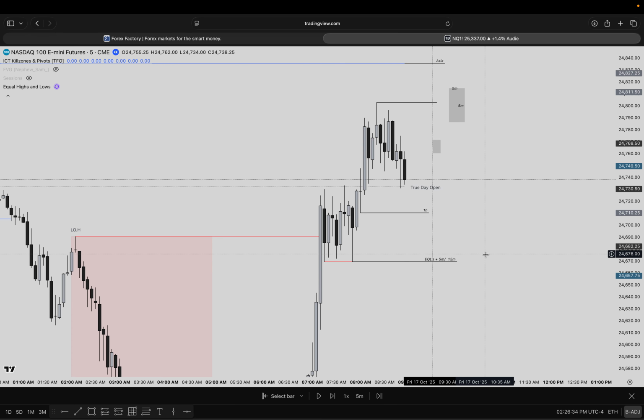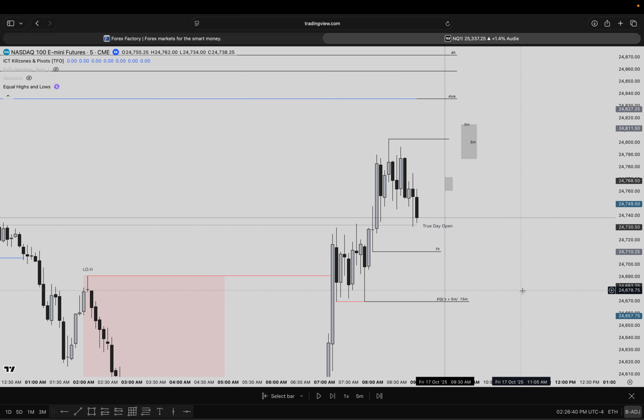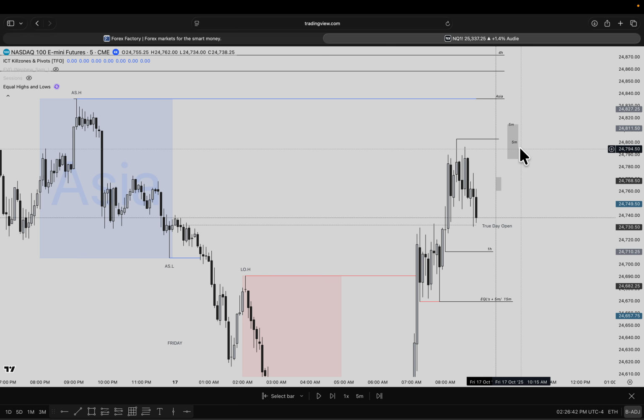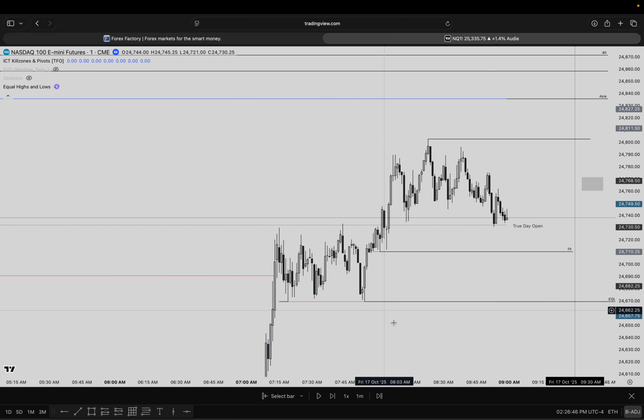This is the one. This is what I was talking about. Okay, so you have a perfect DOL right there. Okay, I don't know how we didn't hit this. We have this high so far that we made. So just looking for this DOL to get hit. That's all I'm looking to get hit before I go long.